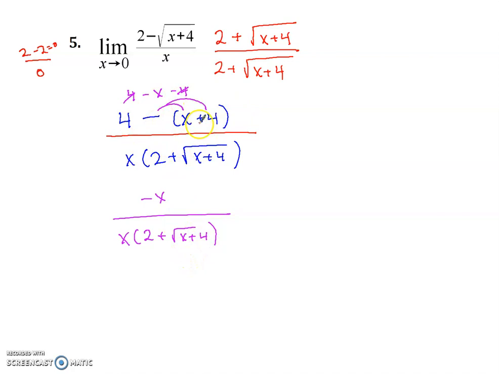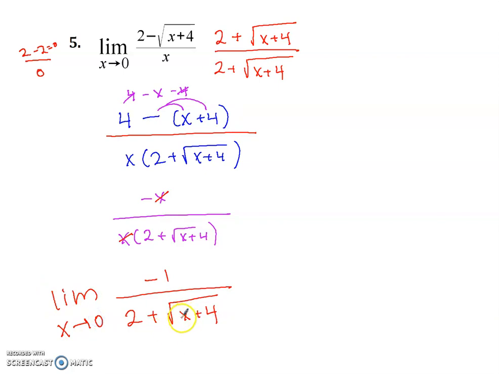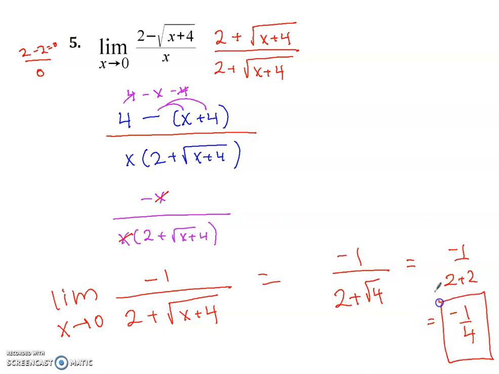So make sure on the top, you distribute and combine like terms before you cancel anything out. You can't cancel anything at this step right here. You've got to simplify the numerator, and then I'm able to cancel the two x's. So now I will be left with a negative 1 on top, and then 2 plus the square root of x plus 4. And now when I evaluate the limit by plugging 0 in again, I won't get 0 over 0. So if I plug in 0, that's going to give me 2 plus the square root of 4. Square root of 4 is 2. So I'm going to have negative 1 over 2 plus 2. So for my limit, I'm going to get negative 1/4.